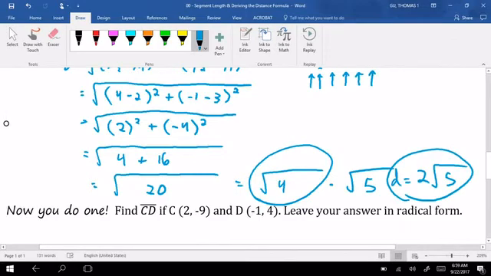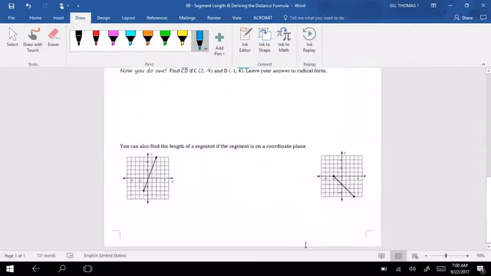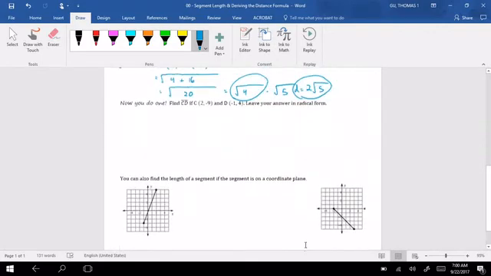And so now you do one right here, and then there's 2 more down here where they gave you a picture instead of just giving you the numbers. Try these 3 problems, get your answer, and check it with your teacher.